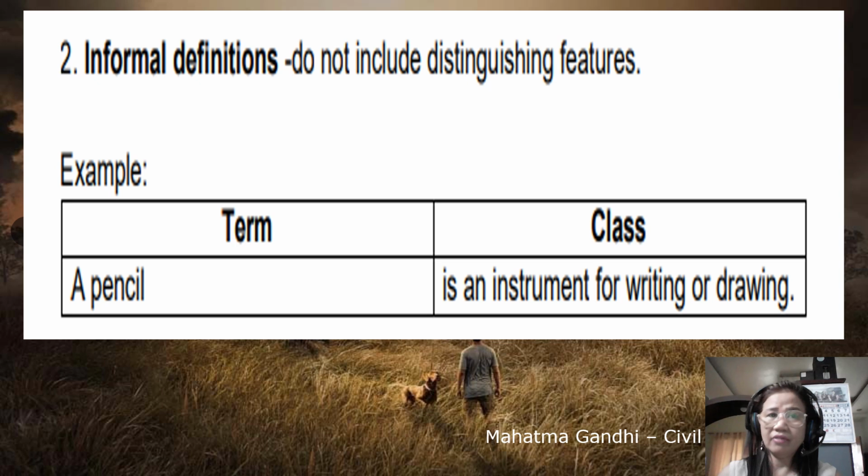Next, informal definitions do not include distinguishing features. Example, a pencil. This is the term you wanted to define. So what is its class? Where does it belong? So it is an instrument for writing or drawing. You might be asking what's the difference between formal and informal definitions. Formal definition has distinguishing features while informal definitions do not have distinguishing features.